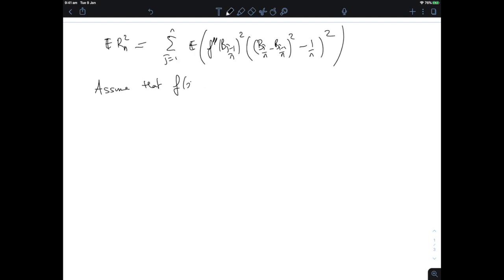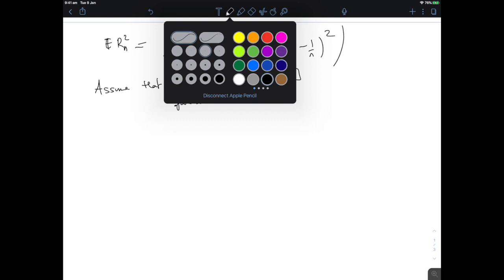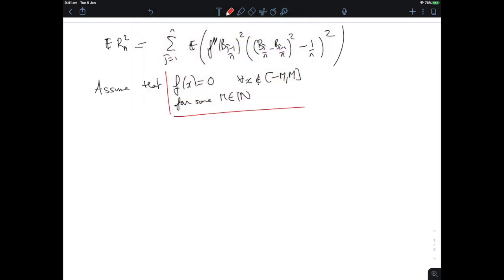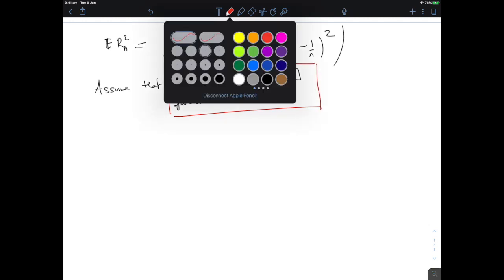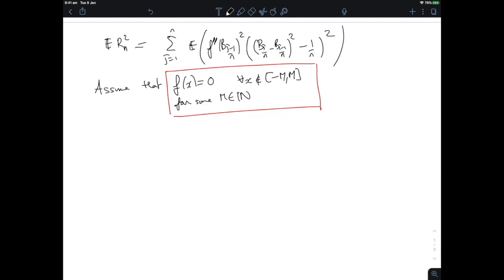We're going to assume that f(x) is equal to 0 for all x not in the interval [-m, m], for some m in R or in N even. Okay, so let's put a massive box around that, because this is an assumption we are making. So if we can't remove that assumption eventually, then we would prove the Itô formula only under this extra assumption of compact support. But that's not going to be a problem.